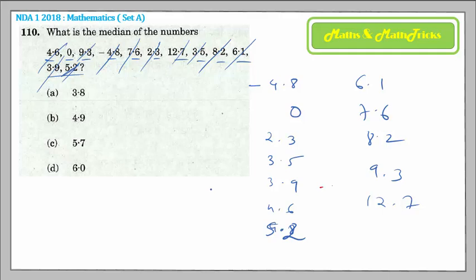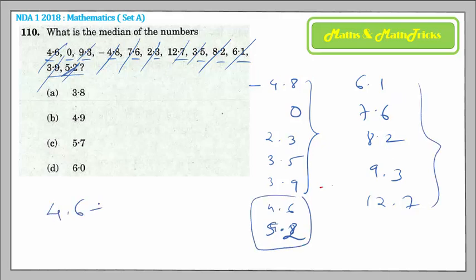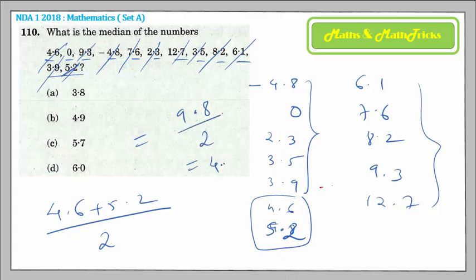There are 2 middle observations. If you split now, we have 5 on one side and 1, 2, 3, 4, 5 on the other, so what remains is these 2. So the median will be the average of these 2 middlemost observations, 4.6 plus 5.2 divided by 2. That is 9.8 by 2, which is 4.9, which is option B for this particular question.